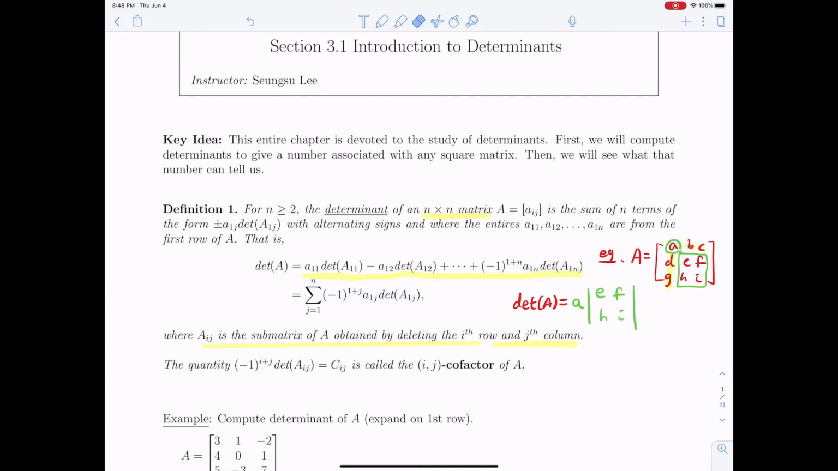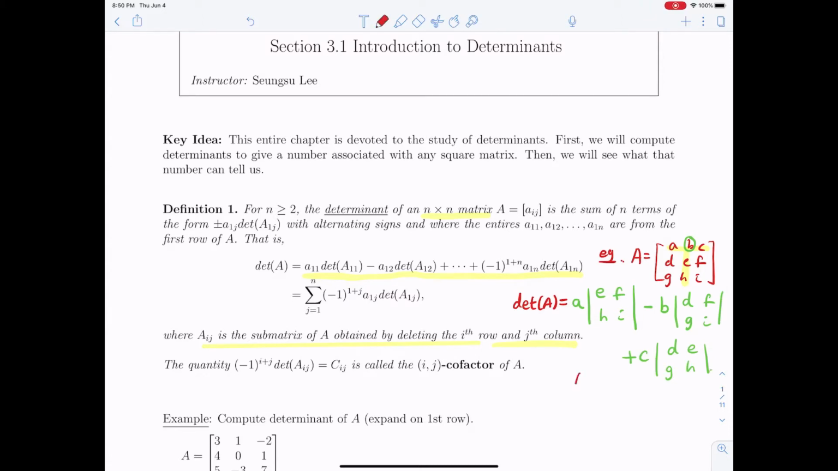And then you take minus A12. So here A12 equals B. And then you delete the first row and the second column. And then what remains is D, F, G, I. So you subtract B times the determinant of D, F, G, I. And if you keep this procedure, then the last thing should be C times, I guess, D, E, G, H.